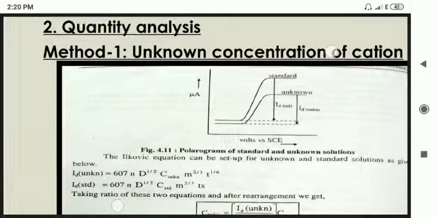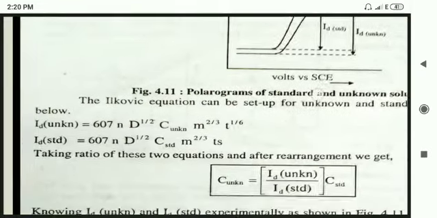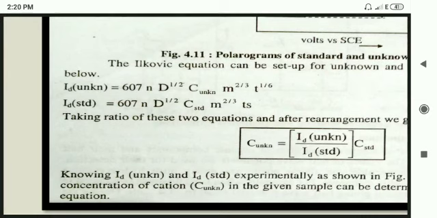Ilkovic equation, this equation is called as Ilkovic equation. ID is equal to 607 n D raised to 1 half C, m raised to 2 by 3, t raised to 1 by 6. ID is the diffusion current, D is the diffusion coefficient, and C is the concentration, and m is the mass of mercury, t is the time of falling of the mercury drop.